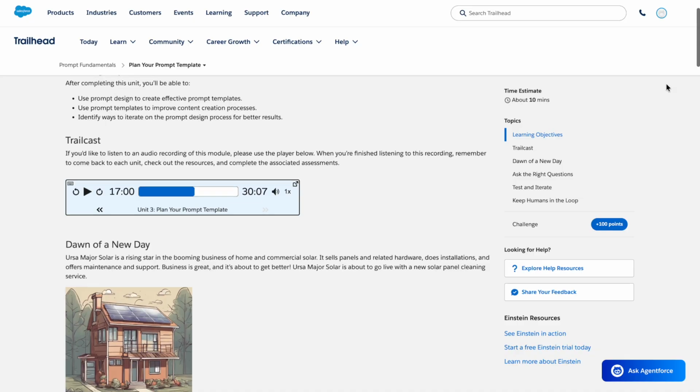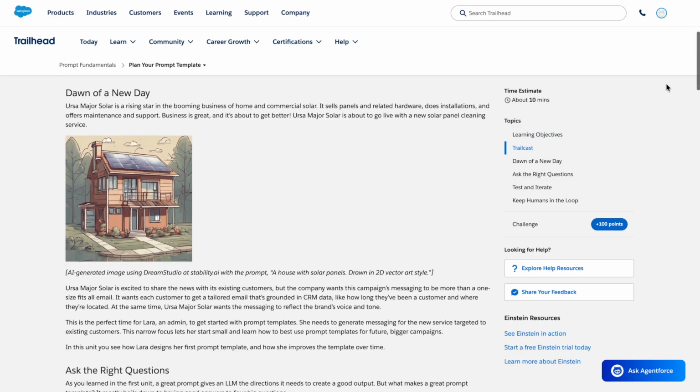Dawn of a new day. Ursa Major Solar is a rising star in the booming business of home and commercial solar. It sells panels and related hardware, does installations, and offers maintenance and support. Business is great, and it's about to get better. Ursa Major Solar is about to go live with a new solar panel cleaning service.